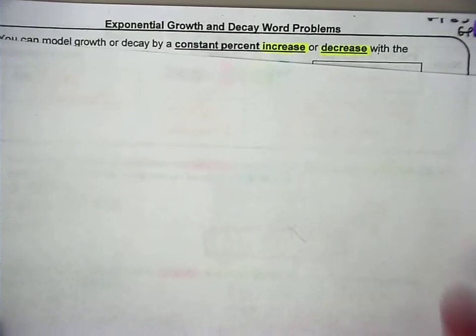Good morning, this is Mr. Morales, and I'm going to explain to you how to do exponential growth and decay word problems. So first, we begin on page 105 with our notes.